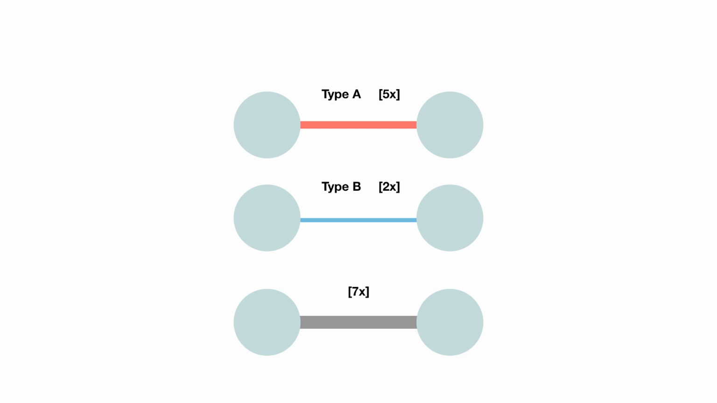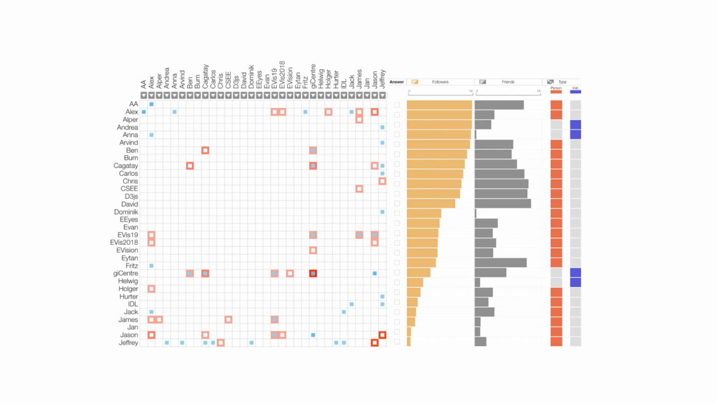Let's move on to the adjacency matrix, which represents each node as both a row and column in a matrix. An edge is a filled-in cell at the intersection of the source and target node. We use opacity to show quantitative edge attributes such as count, and color indicates the type of the edge. Quantitative node attributes are represented as bars in an adjacent table. We use colored binary squares for categorical node attributes.